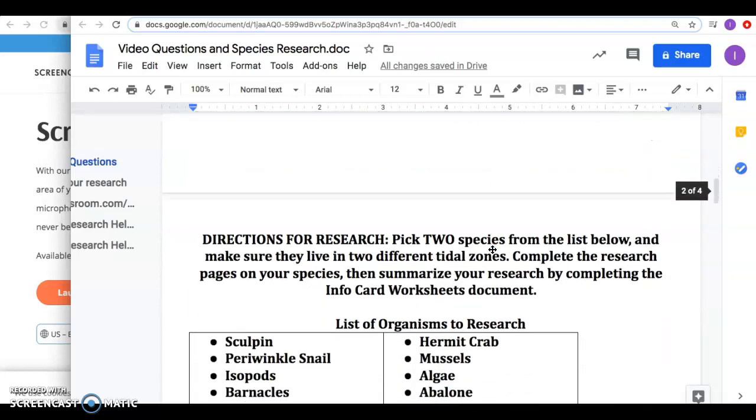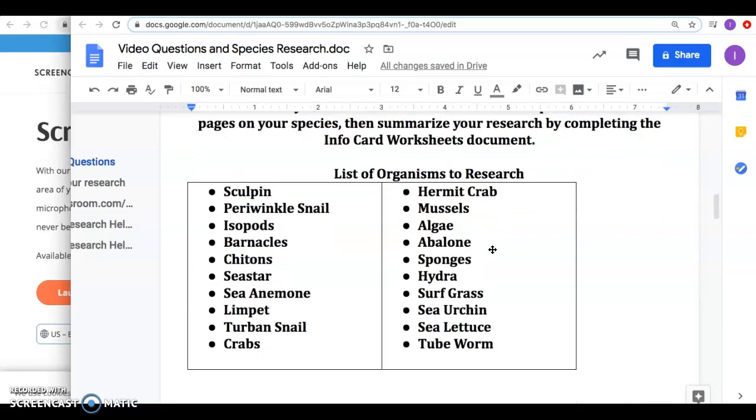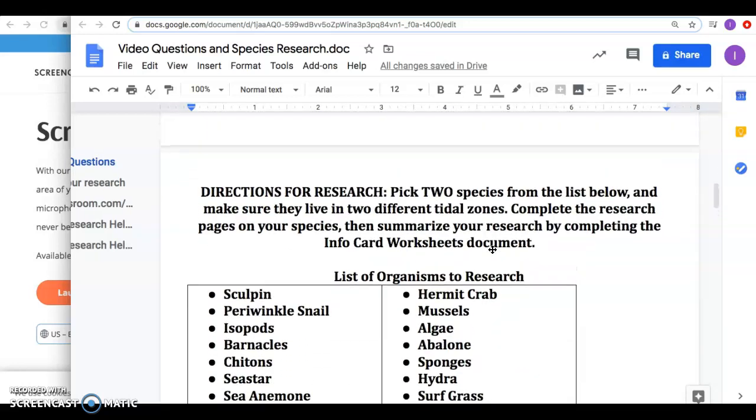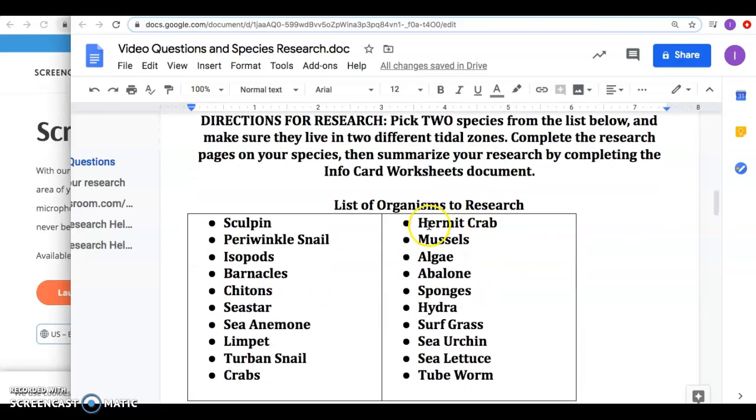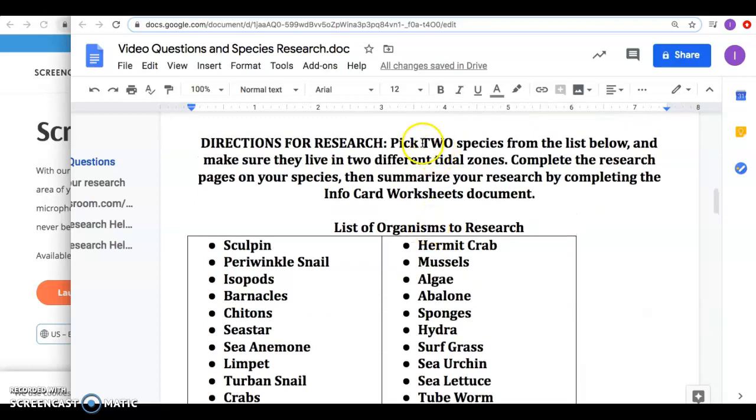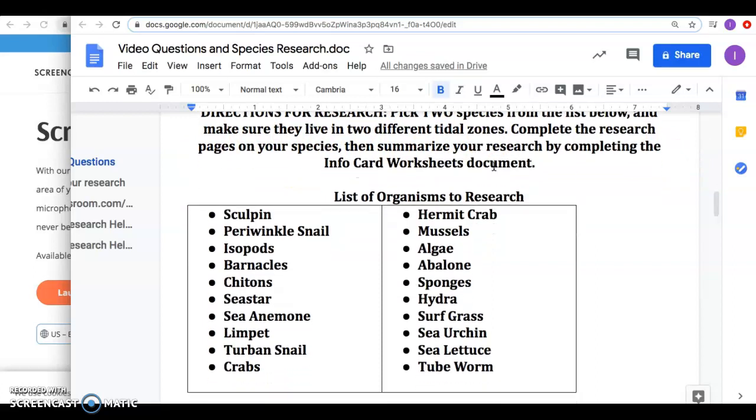All right, now the next part, you're gonna scroll down here, okay? You're going to pick, and this says 2. If you are in my honors classes, you're gonna pick 3, okay? So you're gonna do research on 3 organisms if you are honors. But if you are my other classes, then you're just gonna pick 2 species from the list below. And make sure they live in 2 different tidal zones, okay?